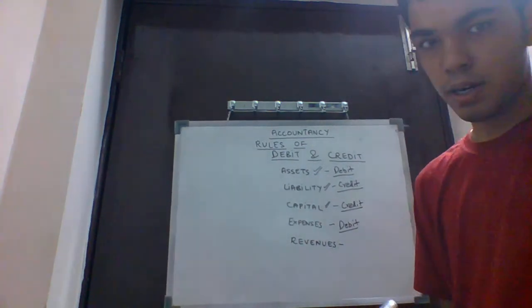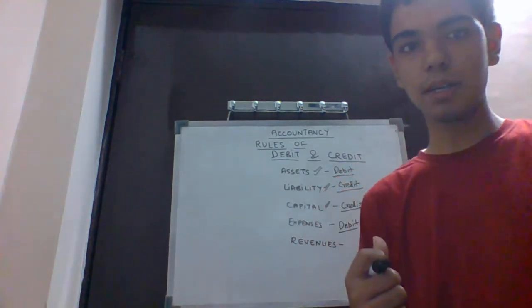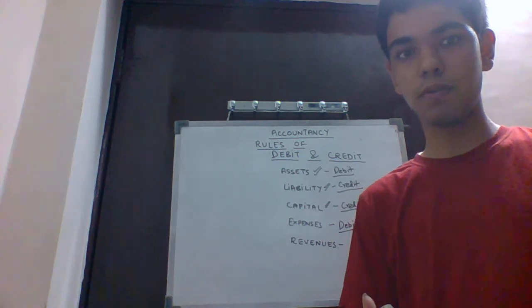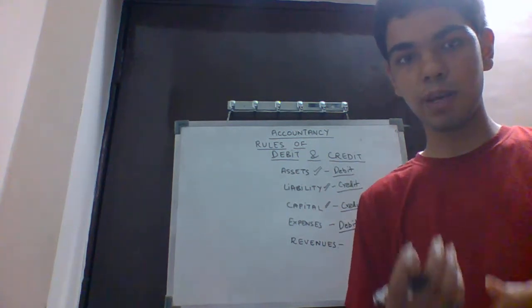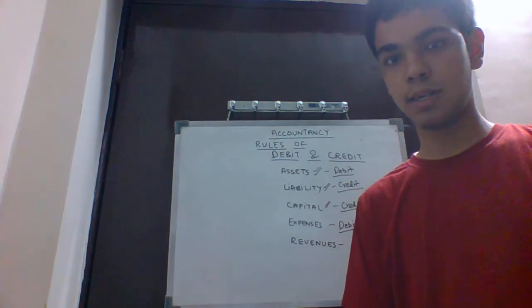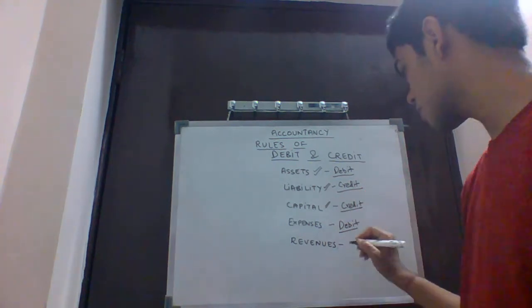Revenues. Revenues and incomes are the amount of money which is generated in the firm, or a kind of inflow of money for the firm through the sale of goods, services, or assets. And revenues have a credit balance.